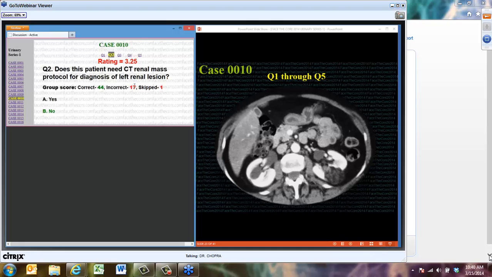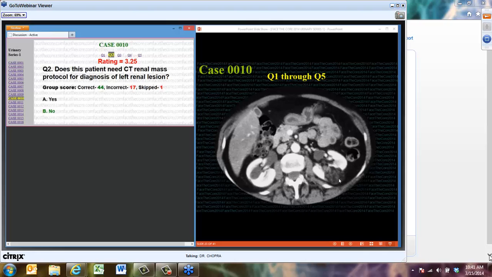Now, does this patient need CT renal mass protocol? Again, CT renal mass protocol is the same as a three-phase CT or a triple-phase CT. And the question is, does this patient need that or not? Well, this one is a cyst. So not for this lesion, but the question was for the left renal lesion.